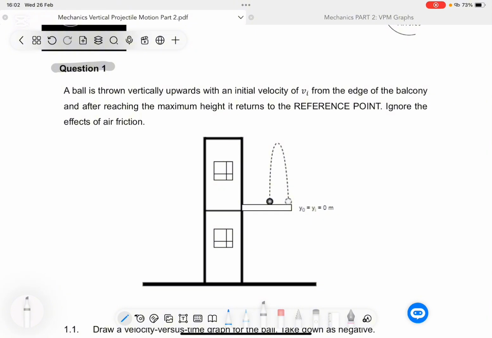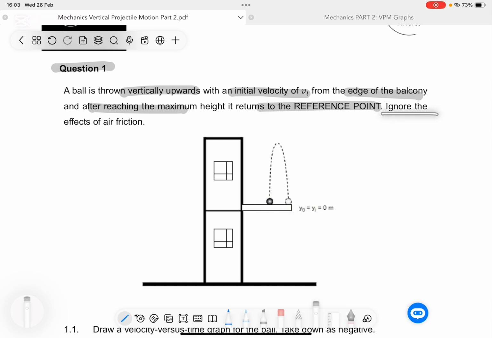The question reads as follows: a ball is thrown vertically upwards with an initial velocity vi from the edge of the balcony, and after reaching the maximum height, it returns to the reference point. So we're throwing a ball from this point, it goes up, reaches the maximum height, it then returns and comes back to the balcony, and we say the balcony is the reference point. That means that's where we measure our zero position. That's where we start measuring our position. And this reference point is the same as the initial position because it's where the projectile starts moving.